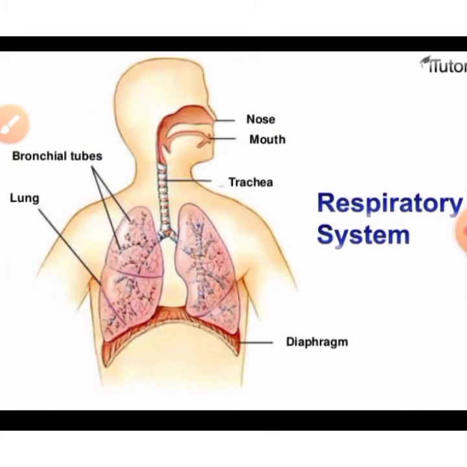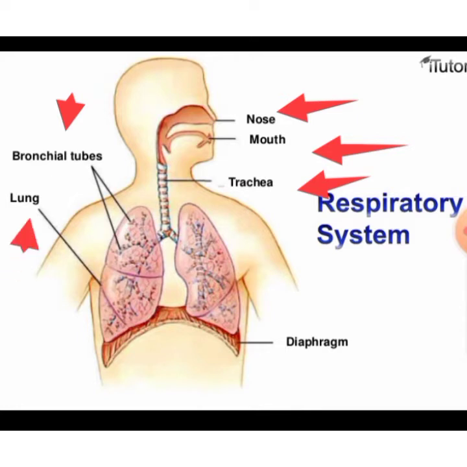So we're going to look at the structures involved in the respiratory system. Right here we have the nose, we have the mouth, we have the trachea, we have the bronchial tubes, and we have the lungs. This system is resting on the diaphragm, which is this.